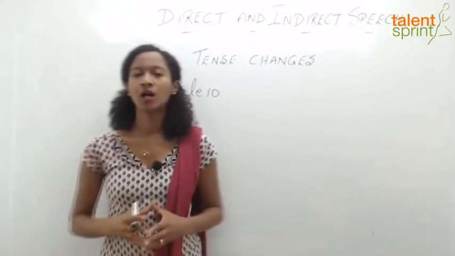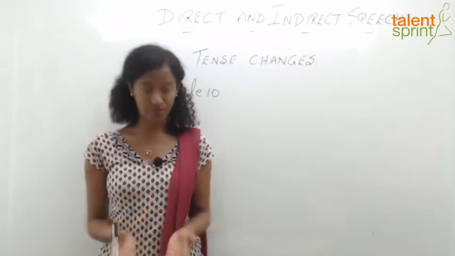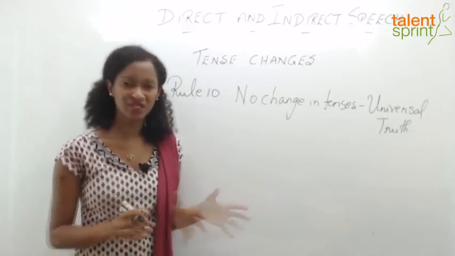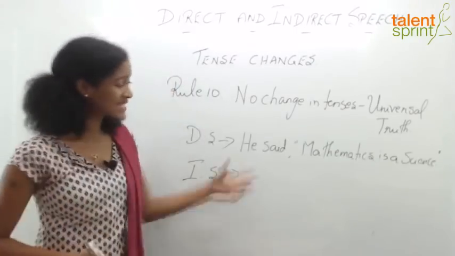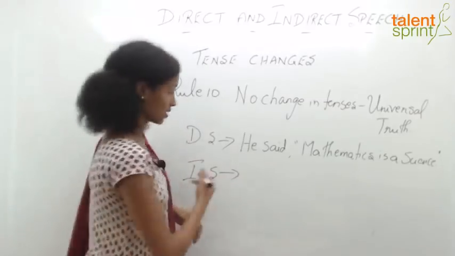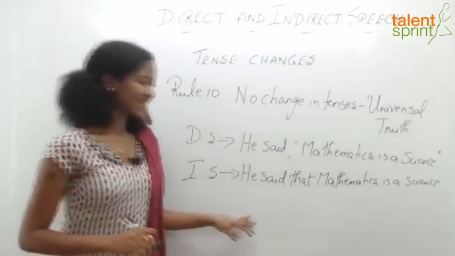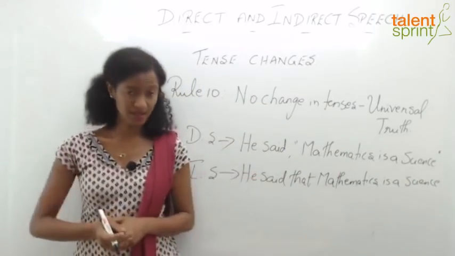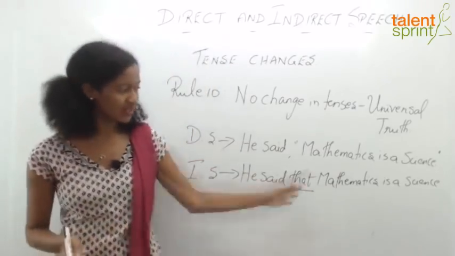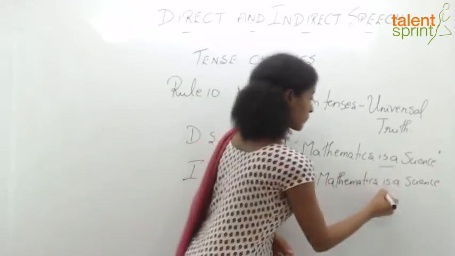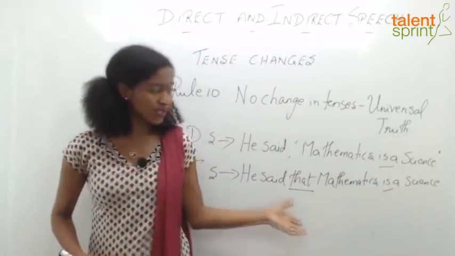Rule 10 is there is no change in the tenses when you're referring to universal truths. When it is a universal truth, there is no change. Let's look at an example. So the example is, he said mathematics is a science. Indirect speech. He said that mathematics is a science. So the only difference is the introduction of the conjunction that. Everything else remains the same. Simple present tense, right? So keep this in mind.